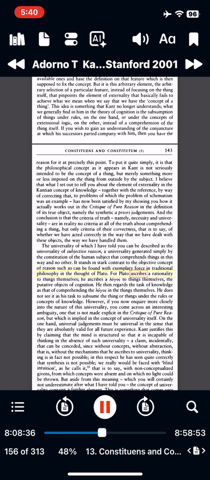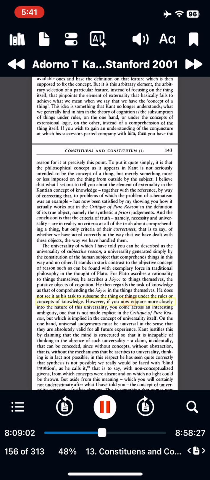For Plato ascribes a rationality to things themselves. He ascribes a universality to things themselves, the putative objects of cognition. He then regards the task of knowledge as that of comprehending the universal in the things themselves. He does not see it as his task to subsume the thing or things under the rules or concepts of knowledge.